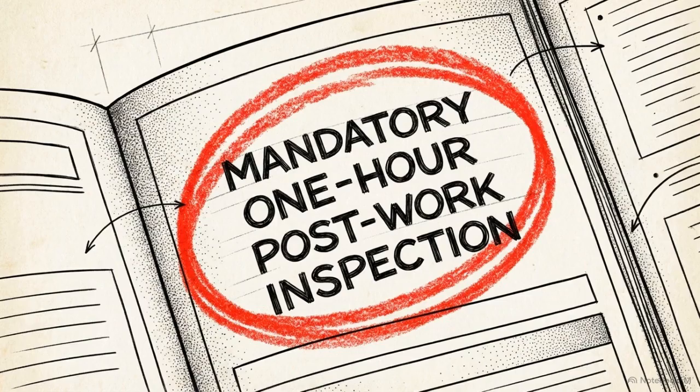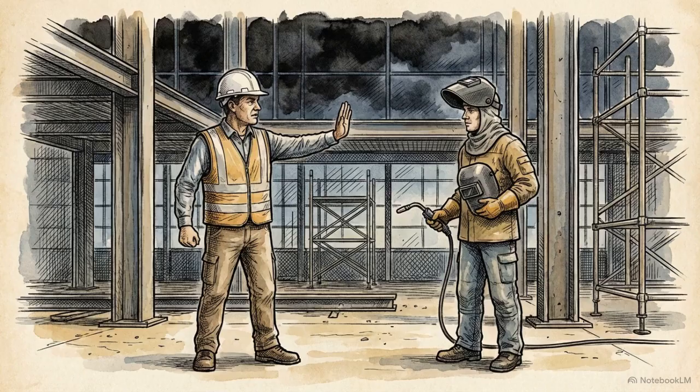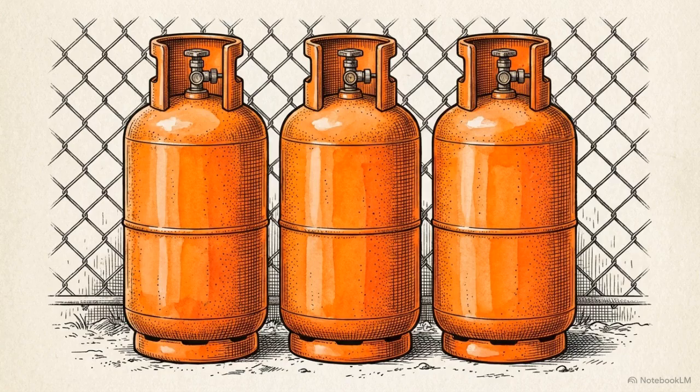There is a strict operational rule tied to this check. If trained personnel will not be available to complete this late-day 1-hour inspection, the hot work cannot legally commence. We also use administrative controls to manage the fuel leg of the triangle, particularly highly volatile liquefied petroleum gas, or LPG, like propane and butane.